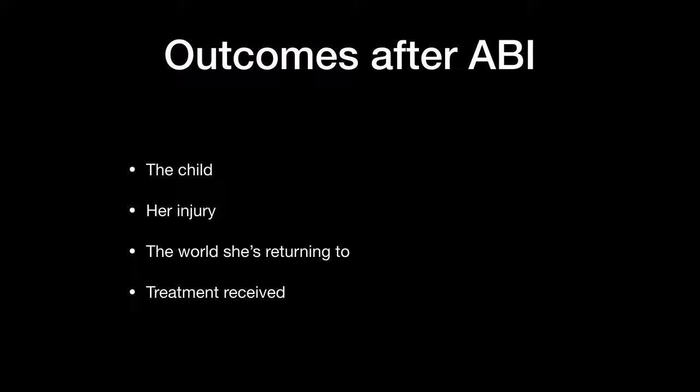We understand that outcomes after acquired brain injury are very complex and depend on many things. The child, the nature and severity of her injury, many aspects of the world she's returning to, but also, hopefully, the treatment she's receiving. And it's this last element that PRISM speaks to.